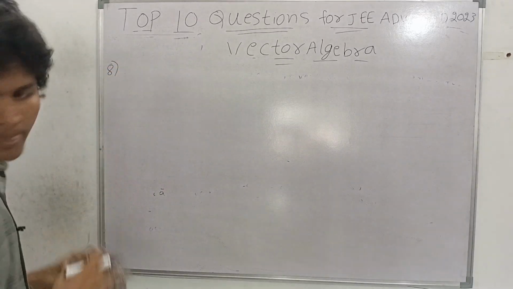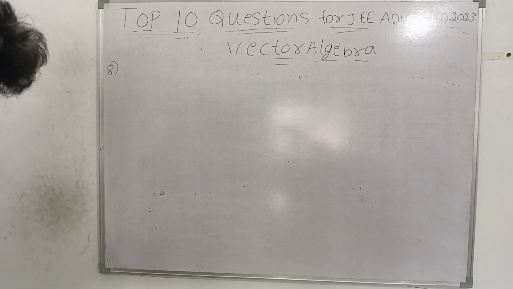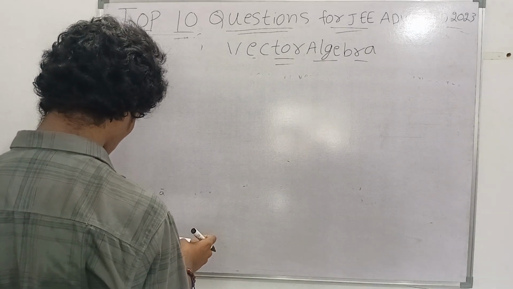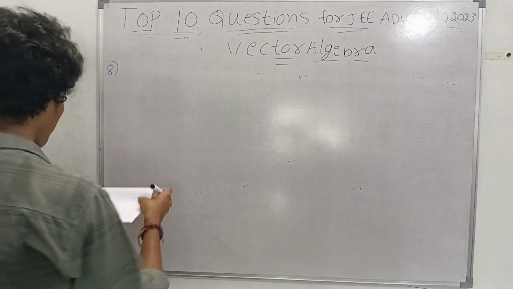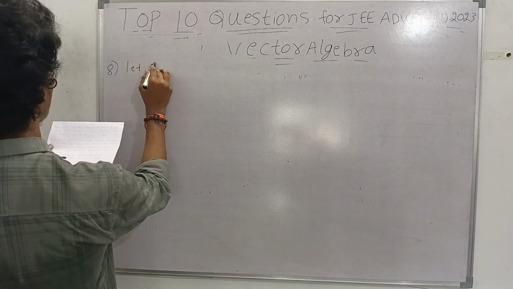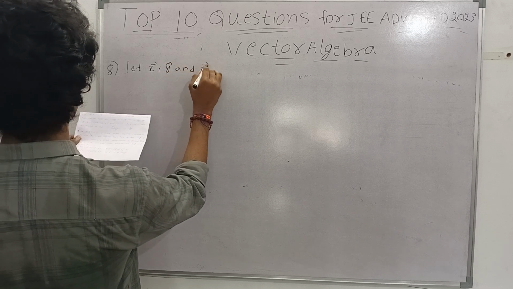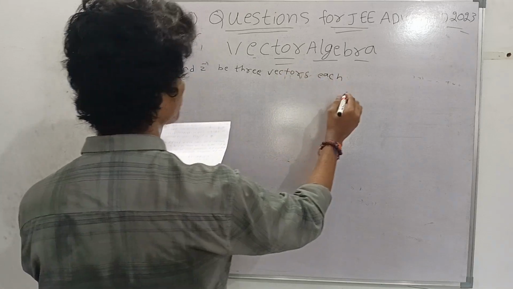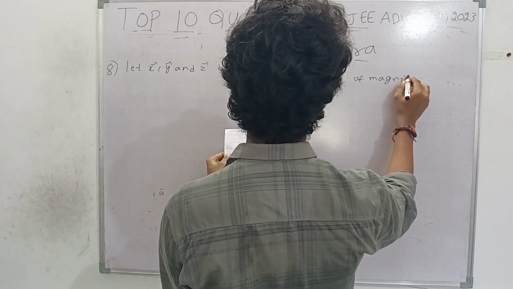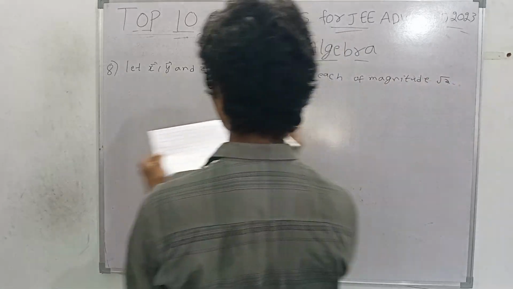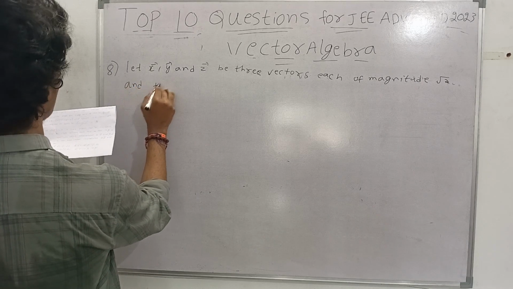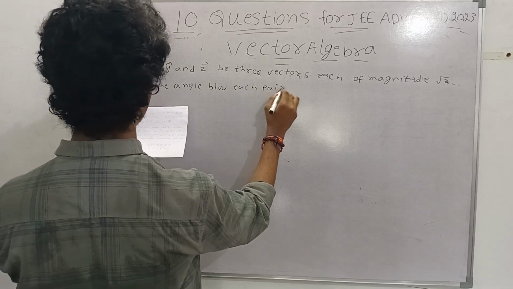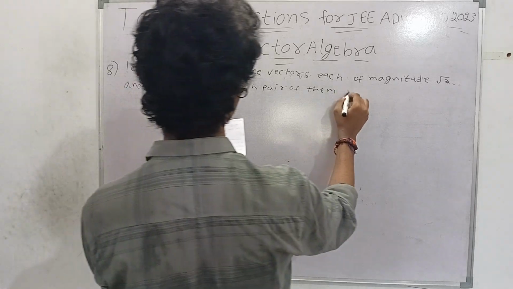Now 8th question. Let x vector, y vector and z vector be 3 vectors, each of magnitude √2, and the angle between each pair of them is pi by 3.